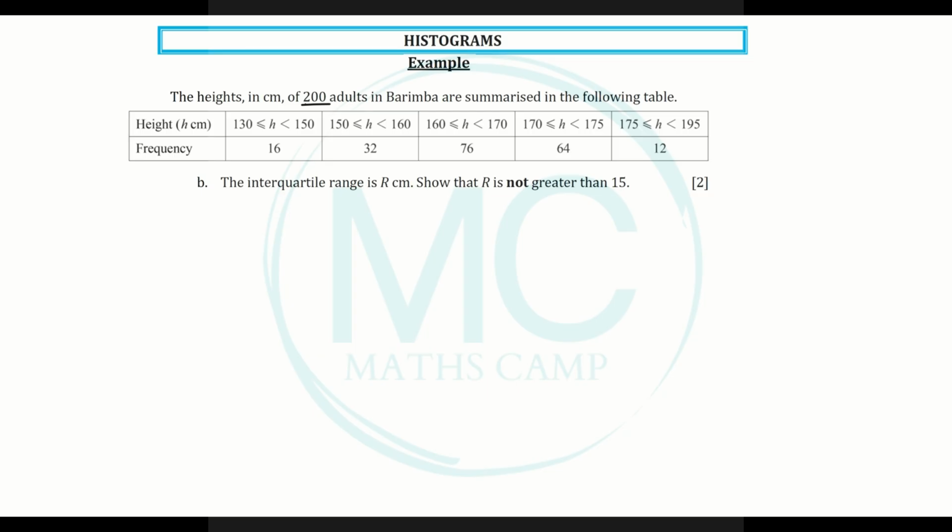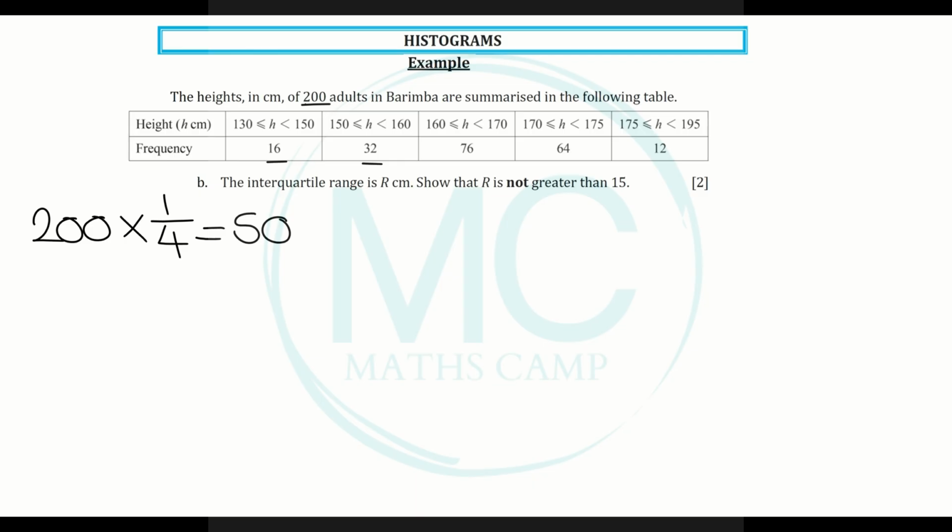Q3. So to find Q1, I can say 200 multiplied by 1 over 4, and I get 50. Q1 is the value in the 50th position. To find this value, we cannot find the exact value because we are working with intervals, but we need to determine the interval that this value will lie in.